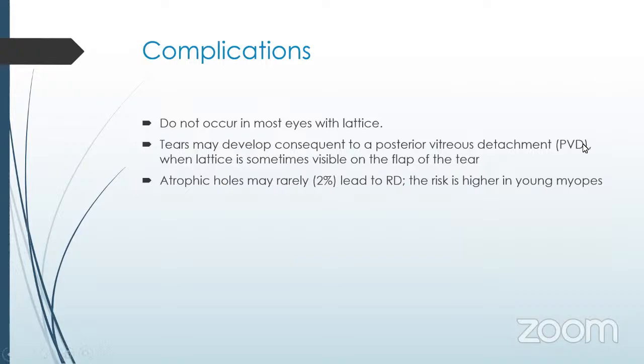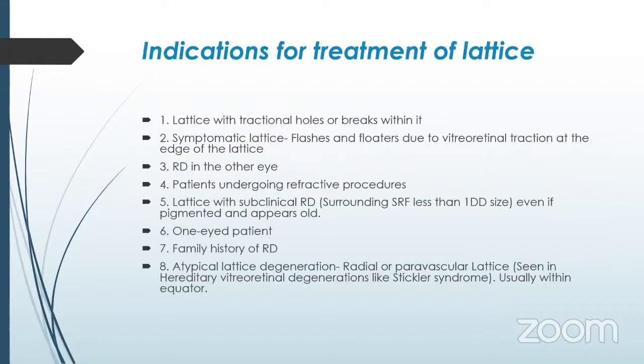Complications: most of the lattice will not lead to complications, but a tear may develop consequent to posterior vitreous detachment, when the lattice is sometimes visible over the flap of the tear. The atrophic hole, about 2%, may lead to RD, and it's a risk in young myopes.